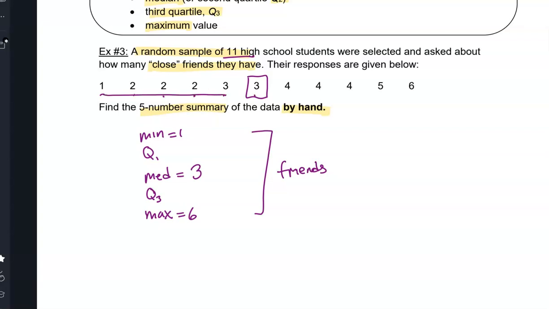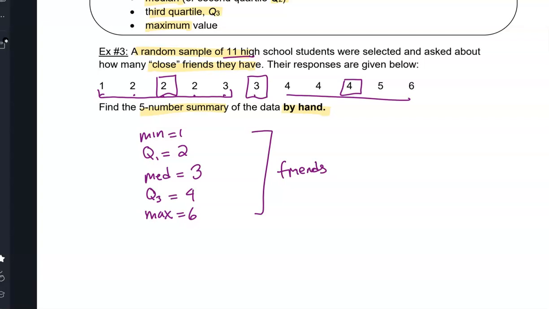Notice that about half the numbers are below and about half are above, not including the middle 3 itself. If I'm finding my Q1, I ignore that median I just found and find the middle of the first half of the data, which we can see here is 2. My Q3 is the middle of the second half of the data, which I can see here is 4. And there's my beautiful 5-number summary.